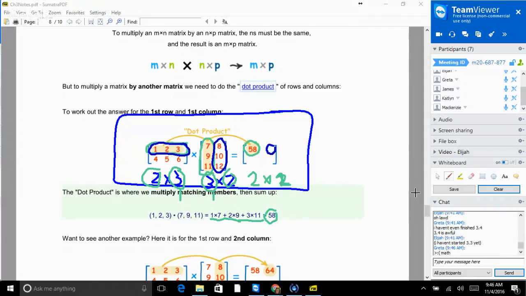So then to find my second row, first column, I'm going to multiply my second row times my first column. And to find my second row, second column, I'm going to multiply my second row by my second column.